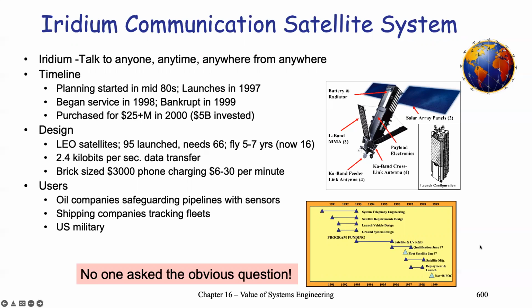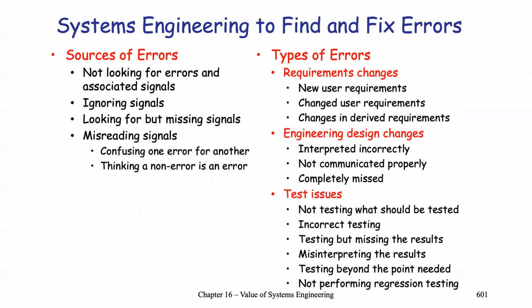That the gleam that everybody had in their eye when they were first conceiving it. So what about system engineering to find and fix errors? What are some examples of the sources of errors? Not looking for errors in associated signals, ignoring signals, looking for but missing signals, and misreading signals. So those are examples of where things could start to come out and show themselves as being a concern.